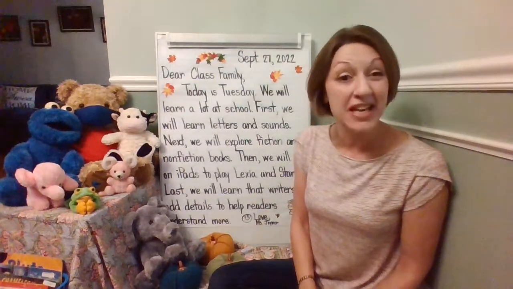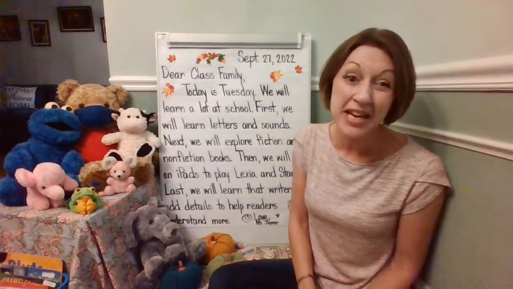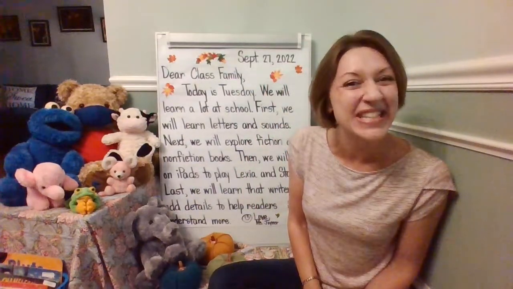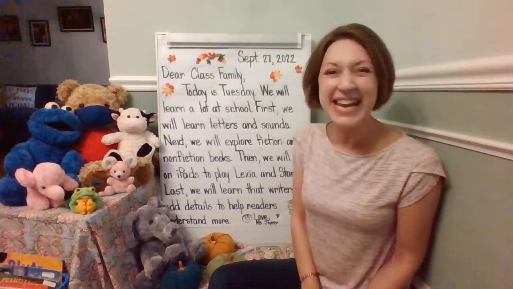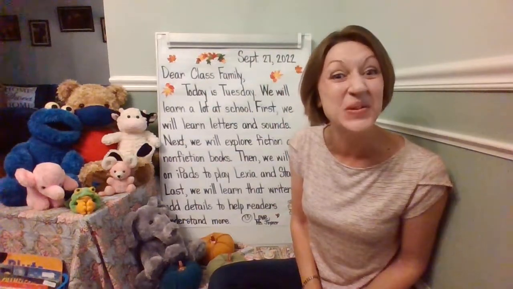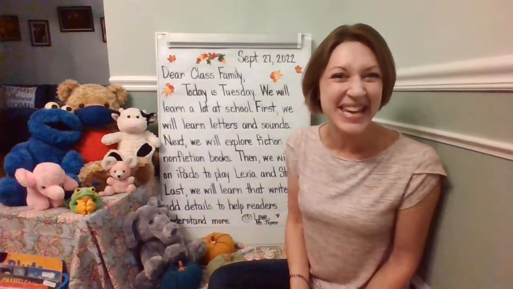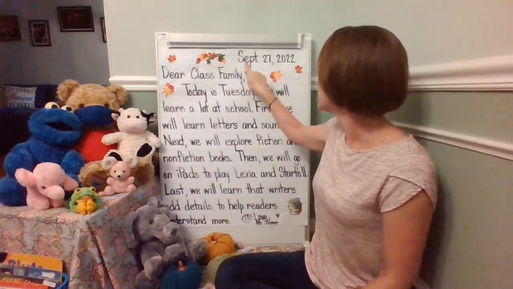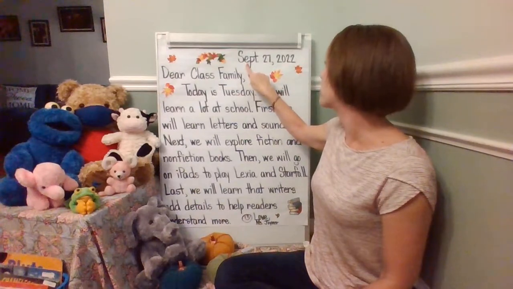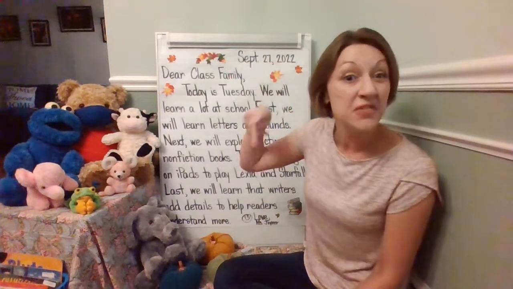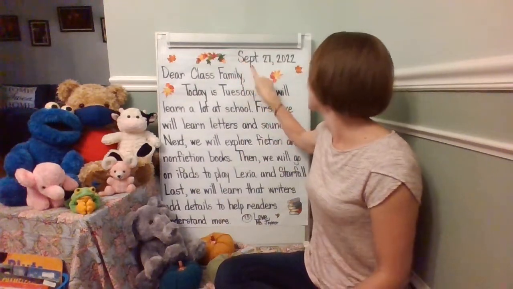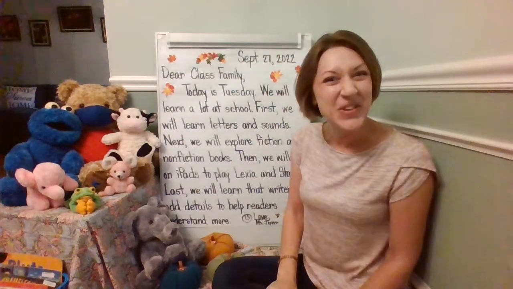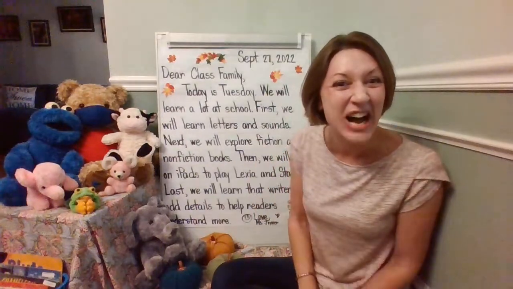All right, class family, let's go ahead and reread today's message. Good readers read things again. It's called rereading. They do this so their brain can remember and understand what they're reading. Are you ready to reread with me? Okay, use your finger to point. Let's start underneath today's date. Ready? We'll start with the abbreviation for the month of September. September 27th, 2022. If you reread the date, great job.